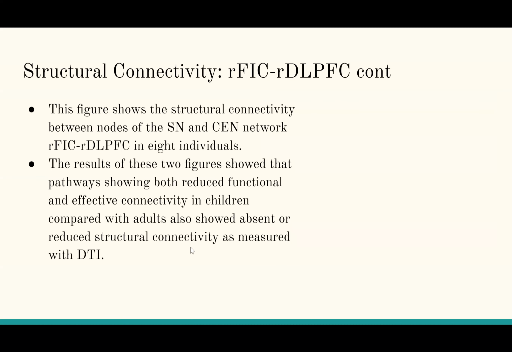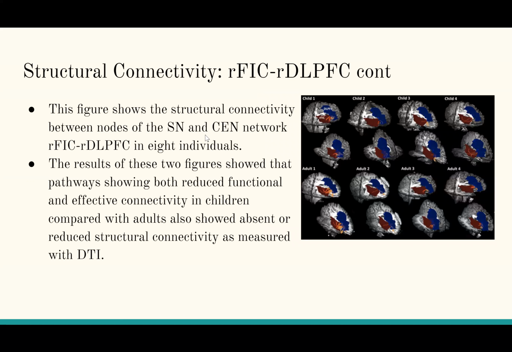And so as we move on to the next figure that they discuss, this figure shows the structural connectivity between the nodes of the salience network and the central executive network again. It's looking at that same link from last time, but in 8 individuals. It's showing the 4 children and 4 adults once again. These past couple of figures have been showing that pathways showing both reduced functional and effective connectivity in children compared with adults also showed absent or reduced structural connectivity as measured with DTI, the diffusion tensor imaging.